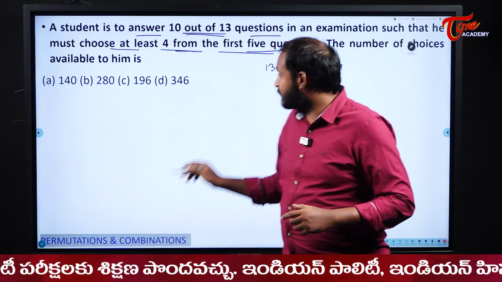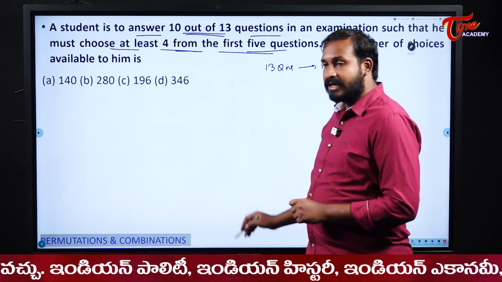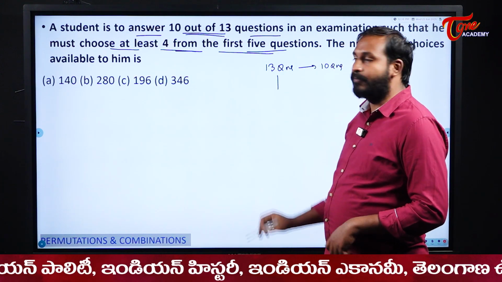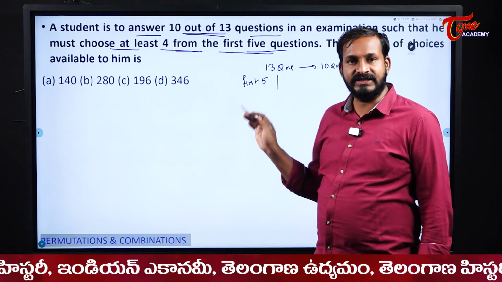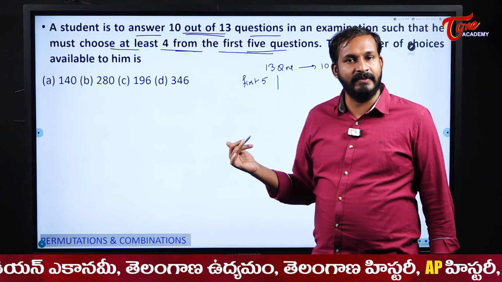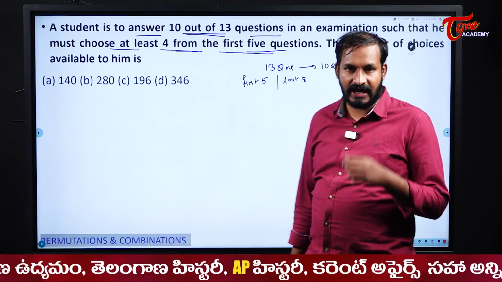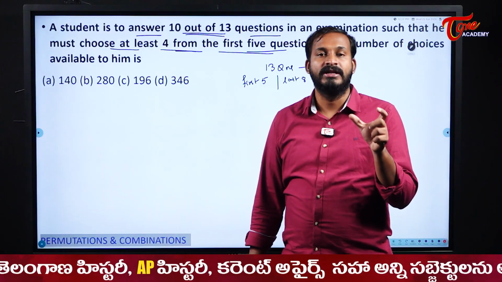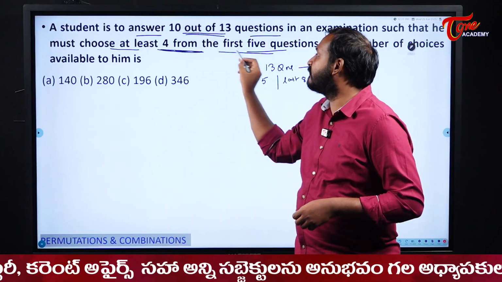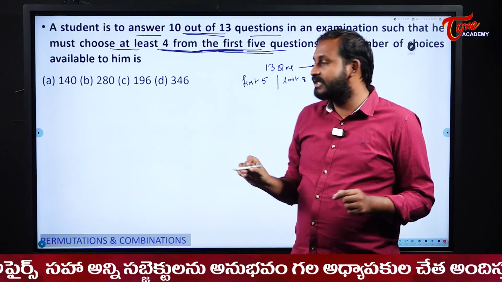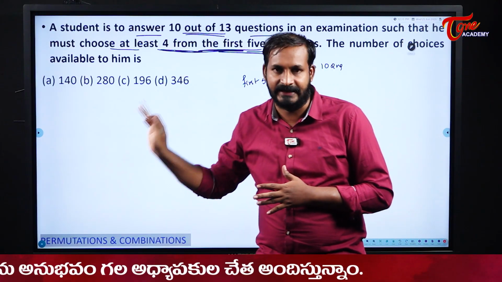That means these 13 questions are divided into 2 parts. Am I correct or not? What are those? First 5 is one part, and if the first 5 are taken out, how many are left for me? 8. First 5 and last 8. Why? Because the condition is at least 4 from the first 5. Because of that reason I am dividing it into the first 5 and the remaining, which is nothing but the last 8.